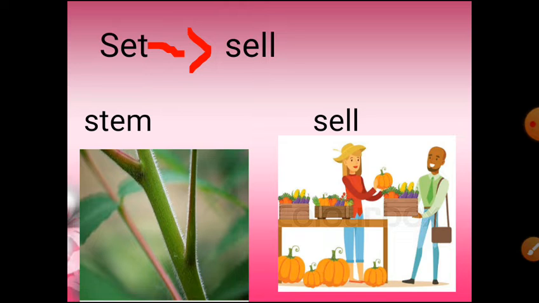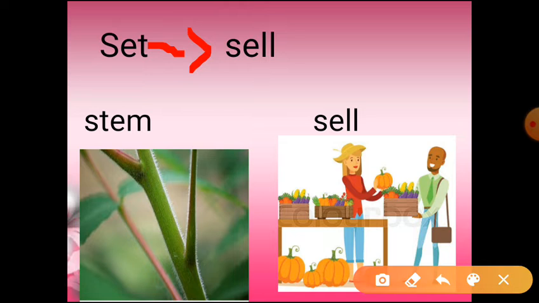And cell, how will you make the word cell? All of you make the word cell. Yes, in the place of T you have to add double L. It will become sell. The girl is selling vegetables. Okay, and make the word stem.